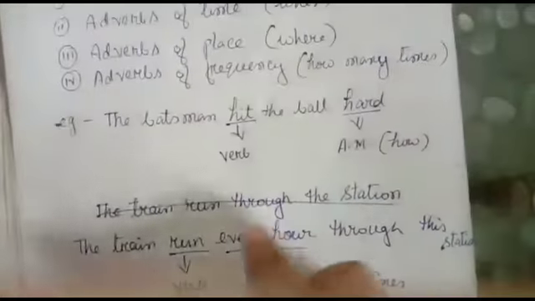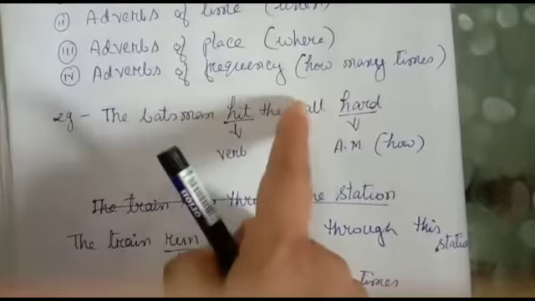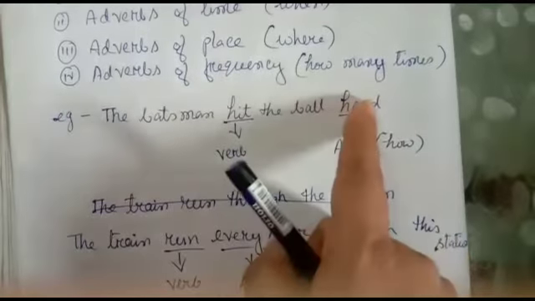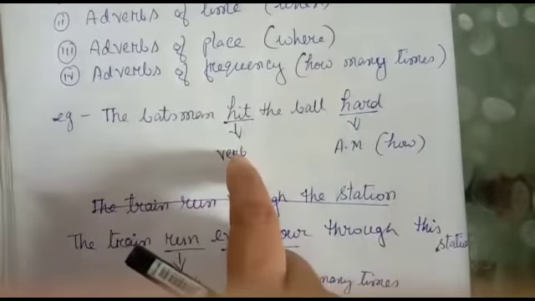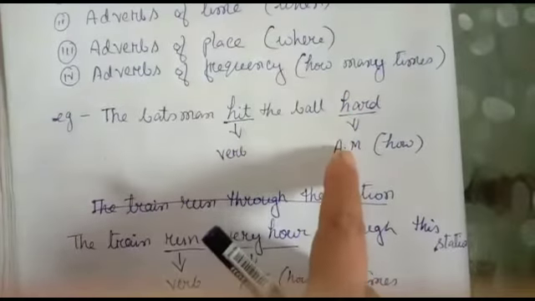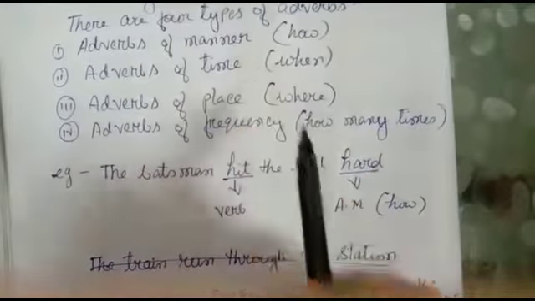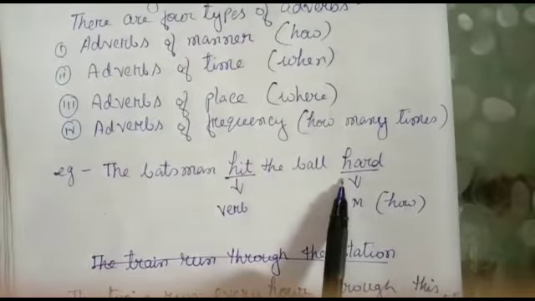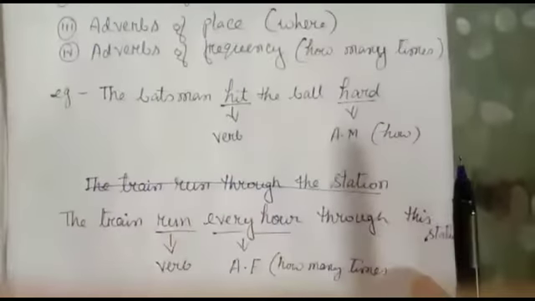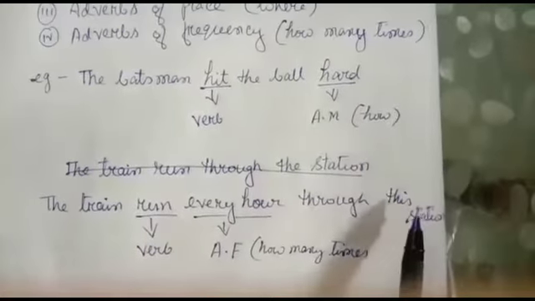Okay. Now you see here, the batsman hit the ball. How the batsman hit the ball? The batsman hit the ball hard. Okay. Hit is what? Verb. Okay. So, here hard is what? Adverbs of manner. Adverbs of manner means how.